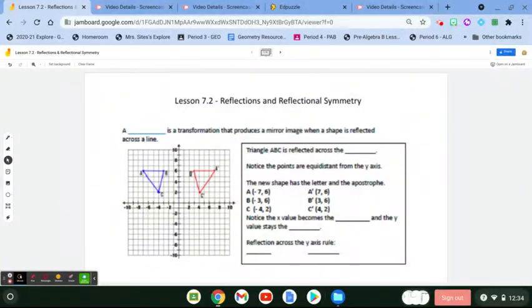So in today's lesson, you guys are going to be focusing on one specific type of rigid transformation, which is called a reflection. A reflection is a transformation that produces a mirror image when a shape is reflected across a line. So when we take a look at triangle ABC, it is reflected across the y-axis.